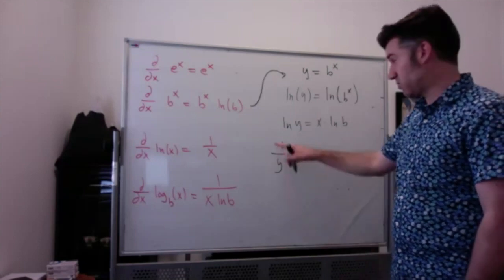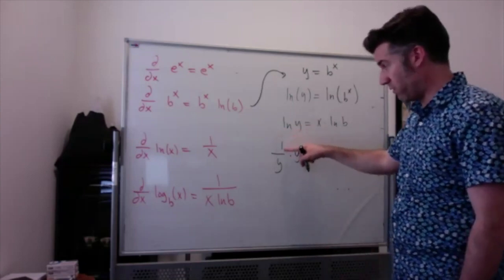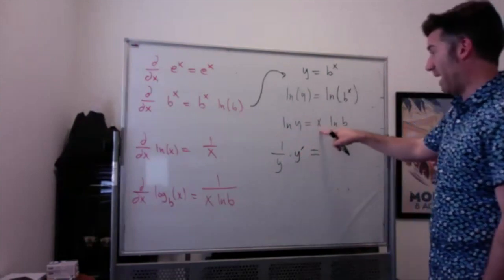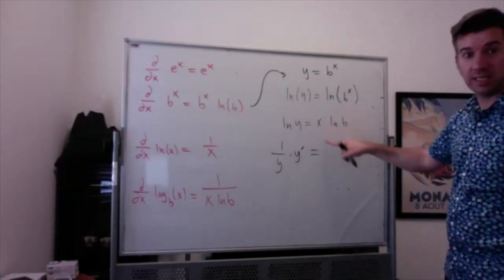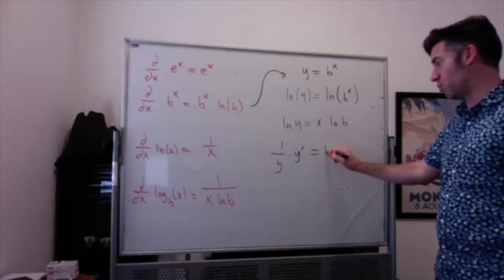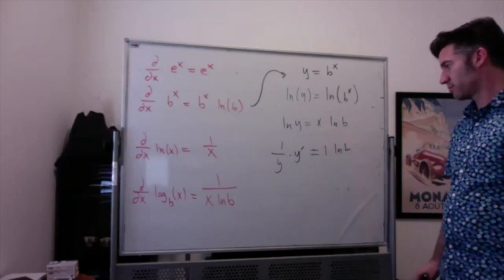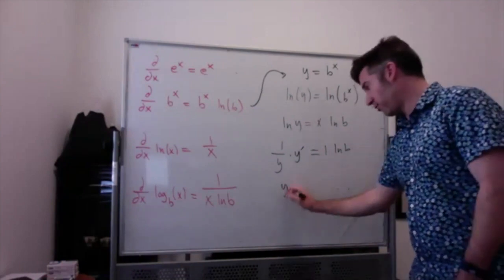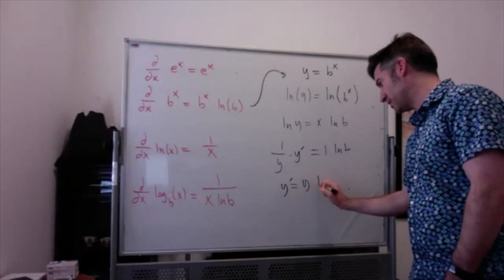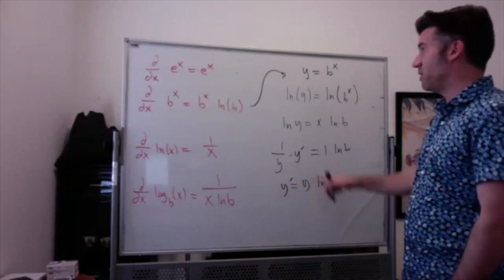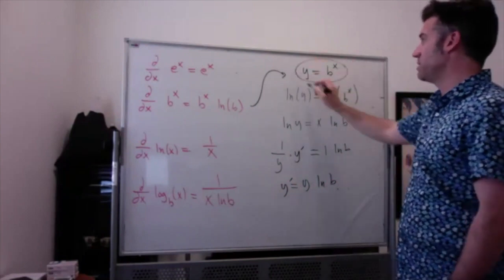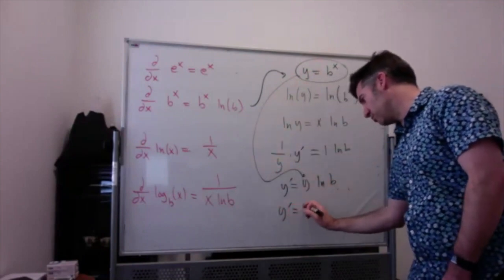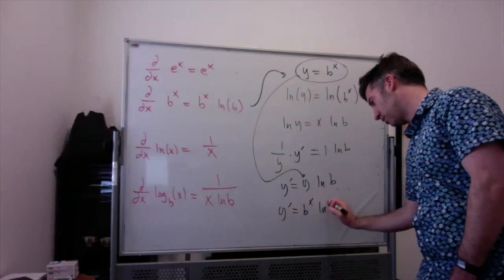Right? The derivative of the natural log of some stuff is 1 over the stuff times the derivative of the stuff. Equal to, okay, x times a constant. The derivative of x times a constant is 1 times the constant. Now we're going to multiply both sides by y. So that y prime is equal to y times natural log of b. But then y is equal to b to the x. So I get y prime is equal to b to the x times the natural log of b.